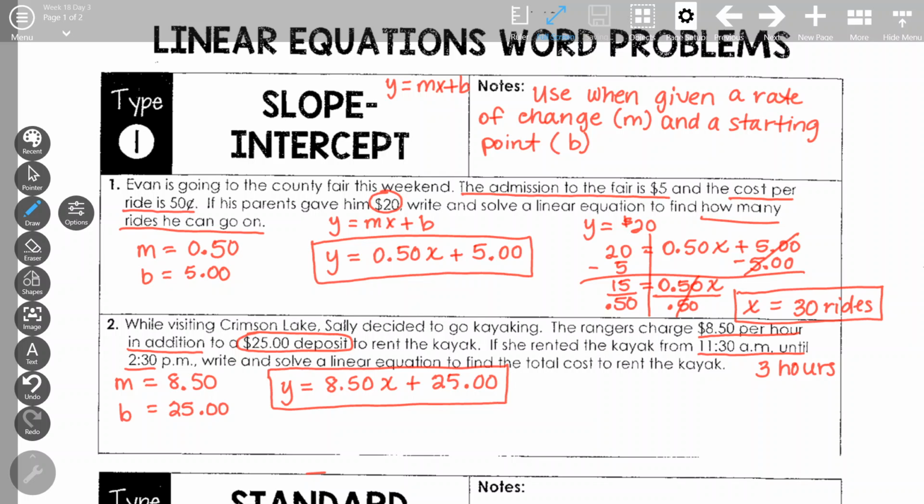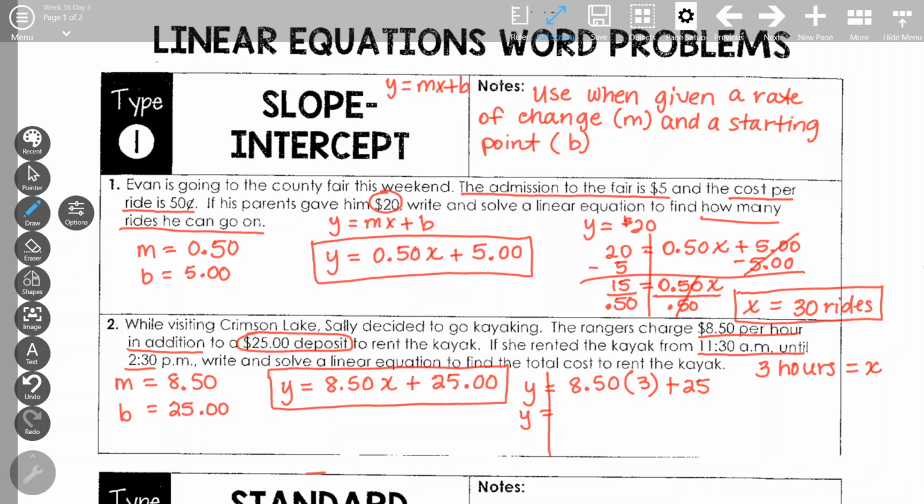All right, so where are we going to put the 3 in? Well, it's $8.50 an hour, so 3 goes in place of the x. So y equals $8.50 times our 3 hours that we're going to rent it, plus the $25 fee. All right, we're just going to solve it. y equals $8.50 times 3 plus 25.